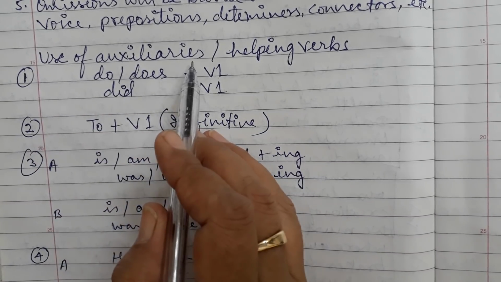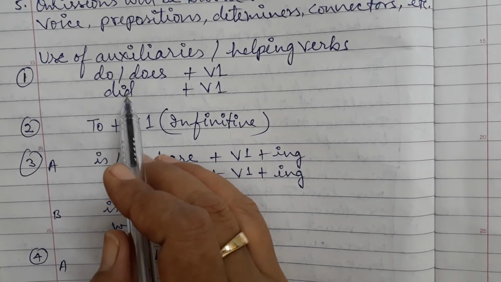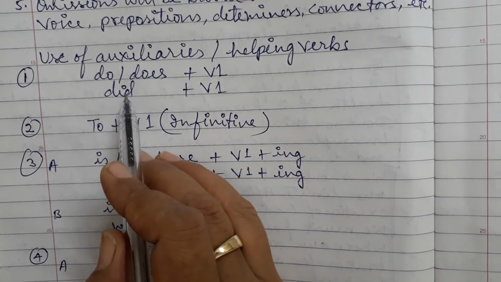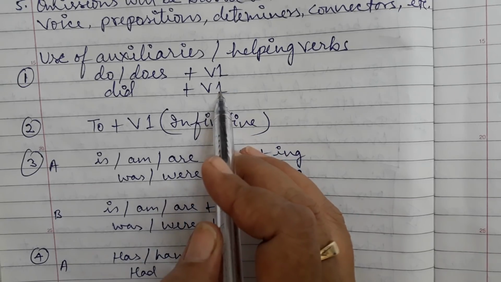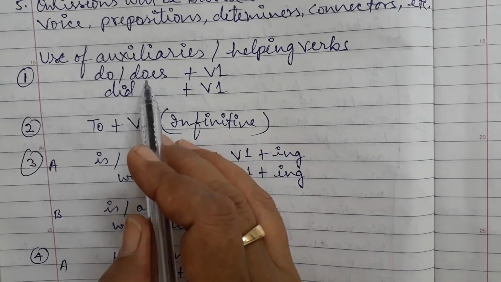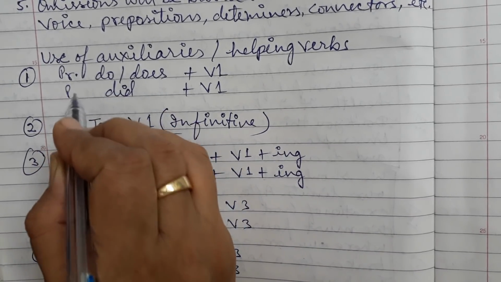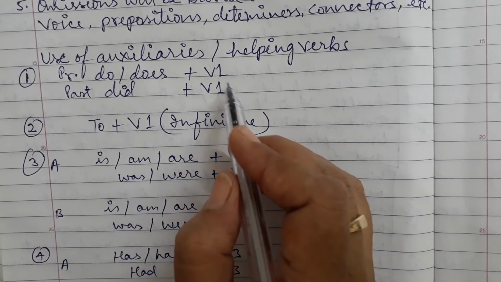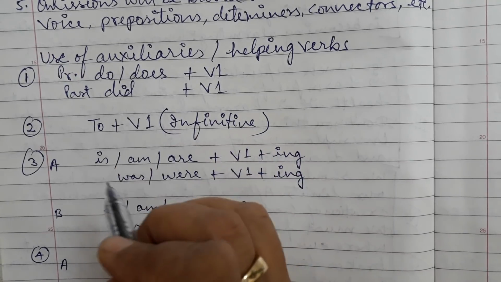Use of auxiliaries or helping verbs along with the main verb. You should know that with the auxiliaries do, does and did, we always use the first form of verb. Verb 1 means the first form of verb. Do, does are used in present tense and did is used in past tense. And we use the first form of verb with all three.